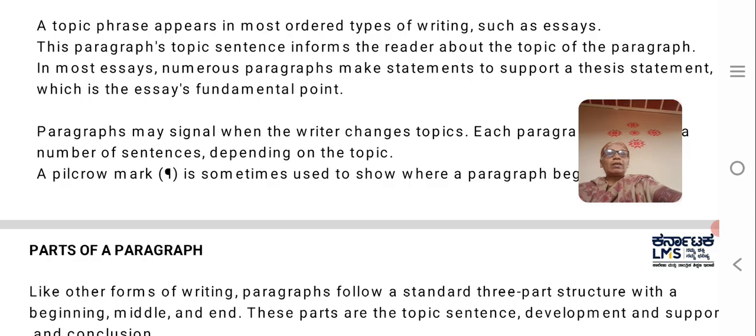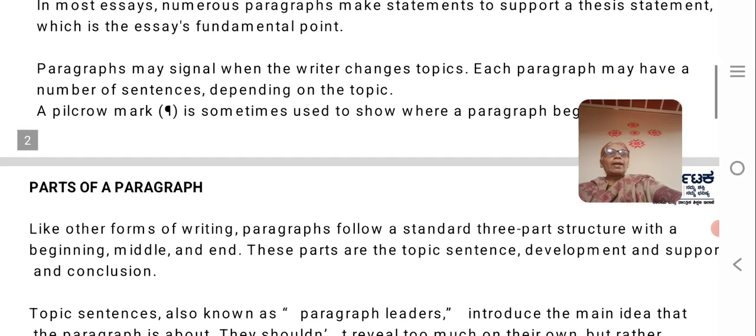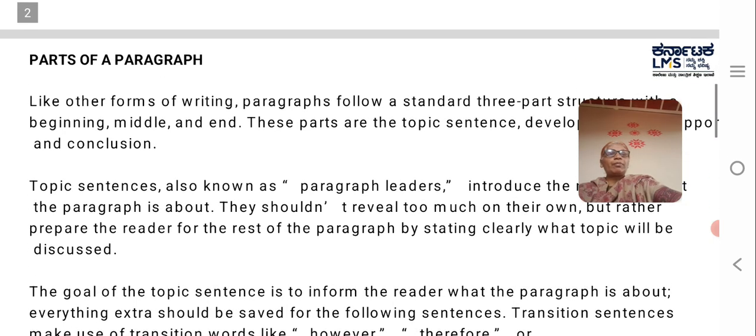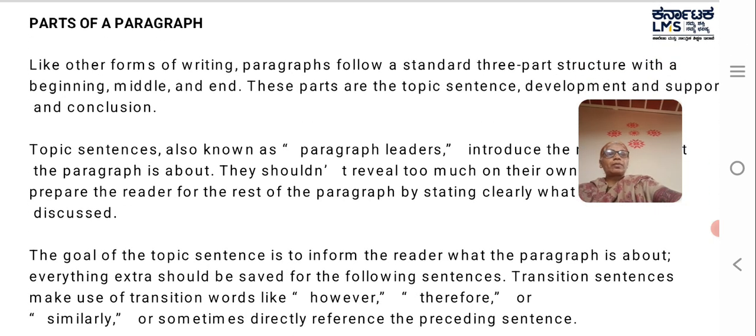Paragraphs may signal when the writer changes topics. Each paragraph may have a number of sentences depending on the topic. A pilcrow mark is sometimes used to show where a paragraph begins. A paragraph has a standard 3-part structure, that is a beginning, middle, and an end. They are called the topic sentence, developing sentences or supporting sentences, and a conclusion.